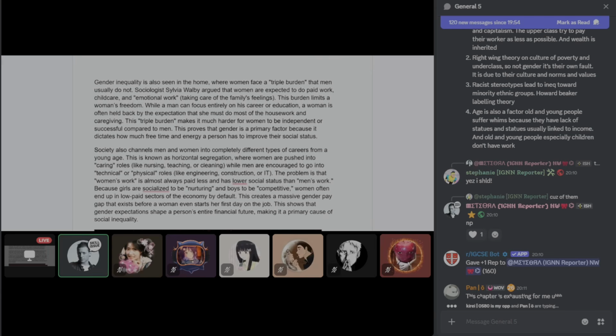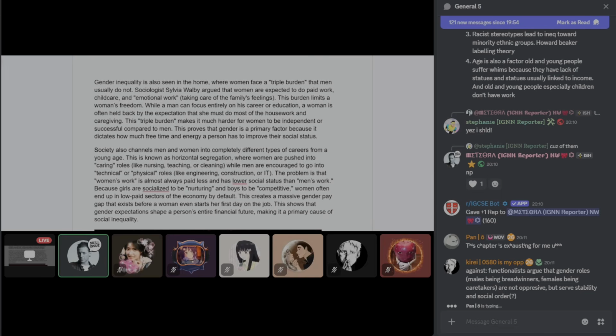Age is also a factor. Old and young people suffer because they lack status, and status is often linked to income. Old and young people, especially children, don't have work or are not able to work. Yes, you discussed age, which is another social factor, so that is a great answer.